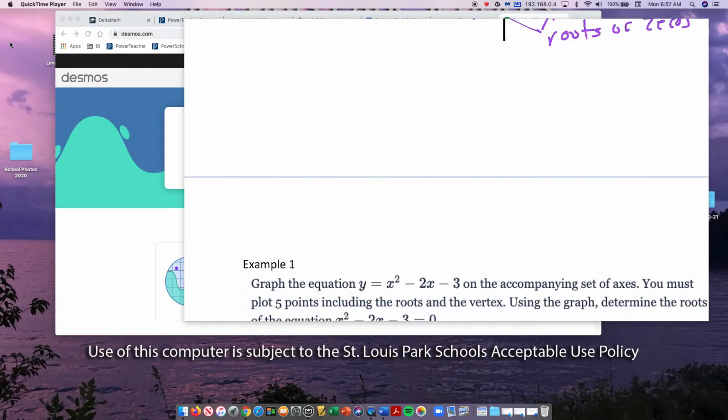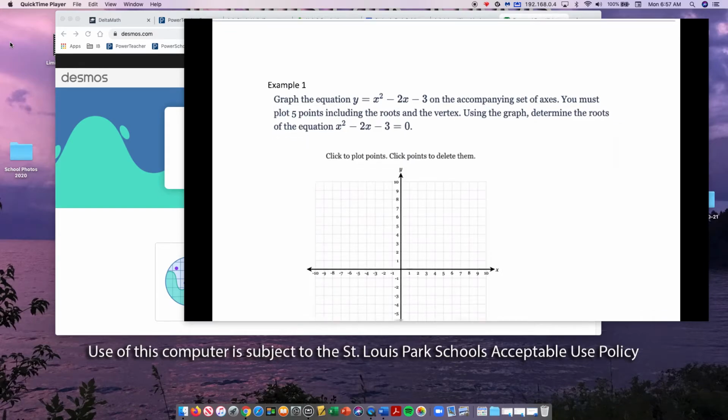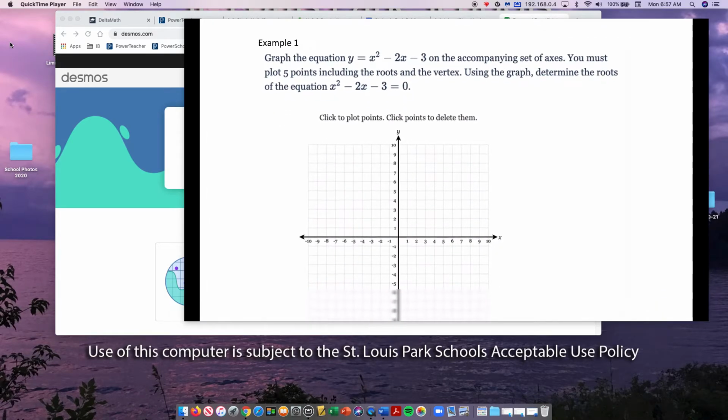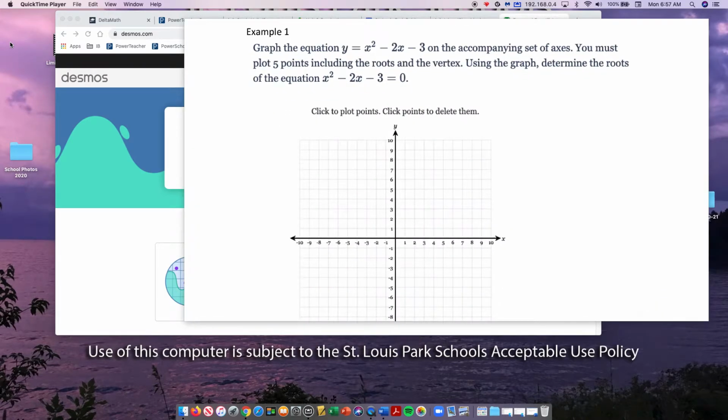So if we're doing a problem, this is the kind of problem you'll have to do in Delta Math today. So here's the first example. Graph the equation on the accompanied set of axes. You must plot 5 points, including the roots and the vertex. Using the graph, determine the roots of the equation. So we're going to go ahead and graph this, and I'll show you a couple of ways to graph it.